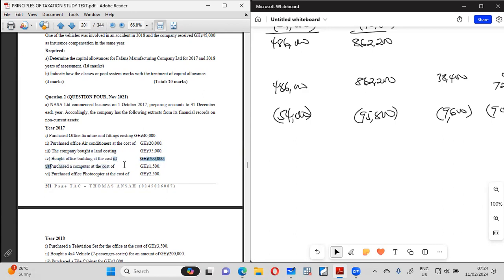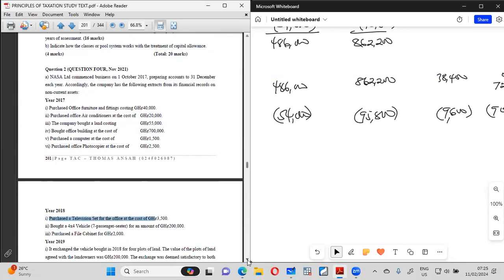Purchase of a computer, class 1. Purchase of a photocopier machine. Like I said, we don't use a computer to photocopy. You don't connect an office photocopier to a computer. You can just pick the paper and go there and do the photocopy. If it is a printer, then fine, you can say it's a computer peripheral, but this one is class 3. Television set, class 3, right?